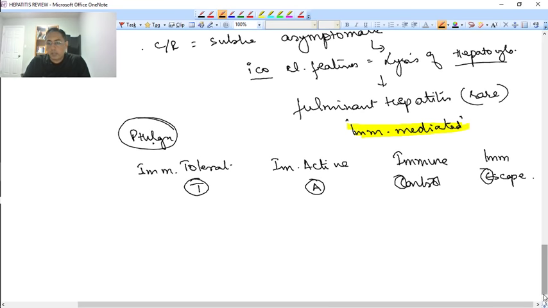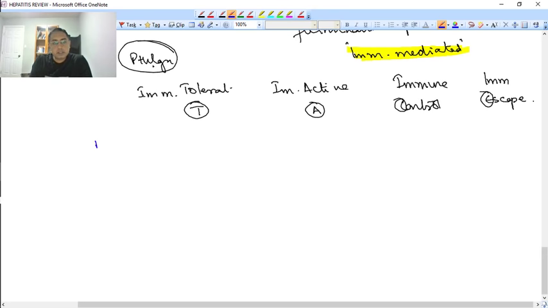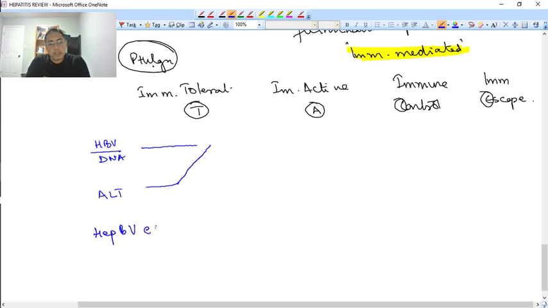In immune tolerant, what happens is that hepatitis B virus DNA is usually there in the body, and alongside the ALTs, liver enzymes would be there. And as the DNA is there in the body, the liver enzymes start increasing. During this phase, the hepatitis B virus E antigen is usually positive. So the ALTs would start increasing. In immune active, now the body is showing an immune response and there is seroconversion.